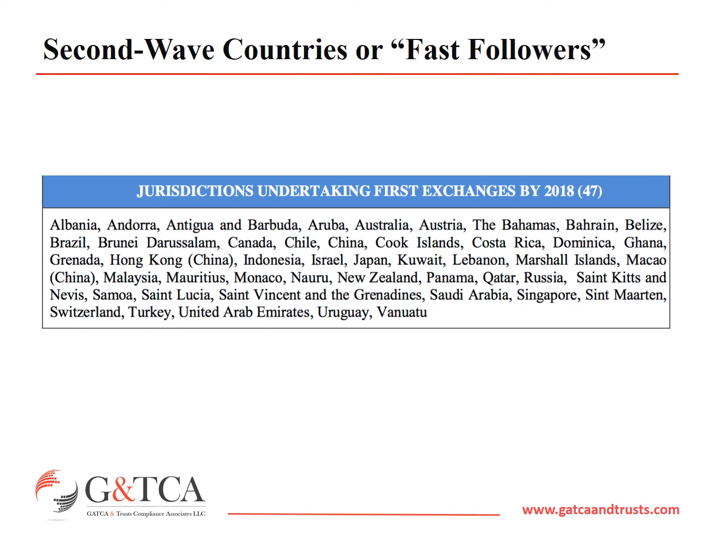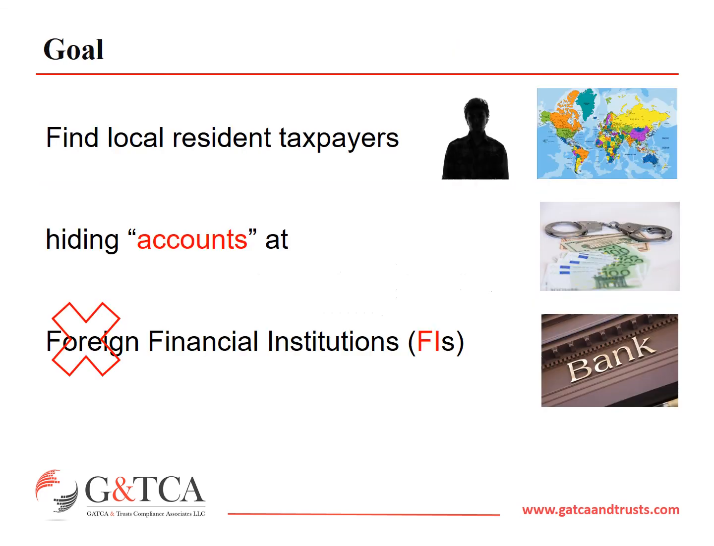The remaining countries that have agreed to implement CRS are so-called fast followers, or second wave countries. They have agreed to begin reporting in 2018 and to begin implementing data collection procedures in 2017. They are depicted on this page.